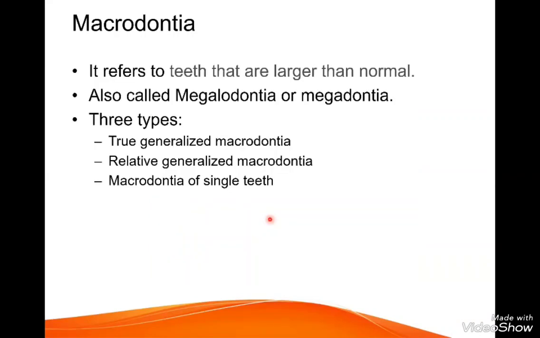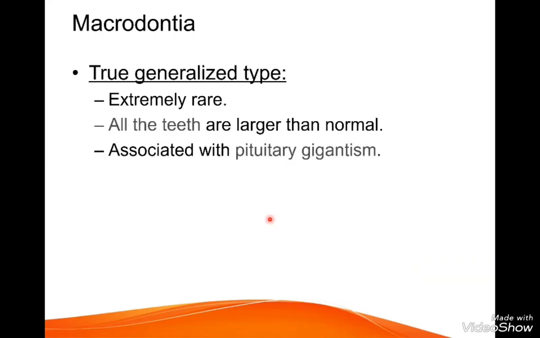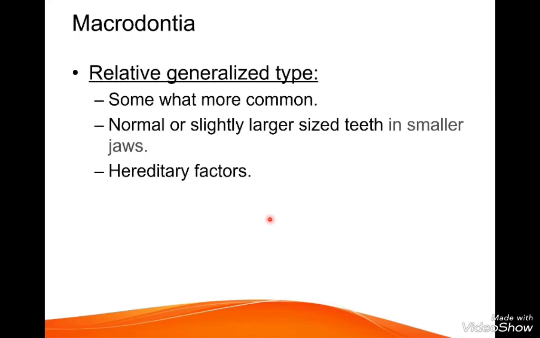And coming to macrodontia, it refers to the teeth which are larger than normal. The synonyms include megalodontia and megadontia. There are three types similar to microdontia, which include true generalized macrodontia, relative generalized macrodontia, and macrodontia of single teeth. True generalized macrodontia is extremely rare, and all the teeth are larger than normal. It is associated with pituitary gigantism.